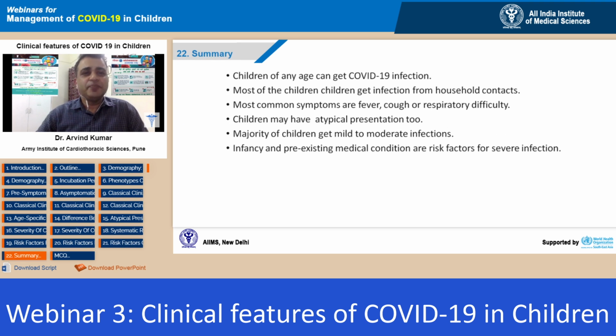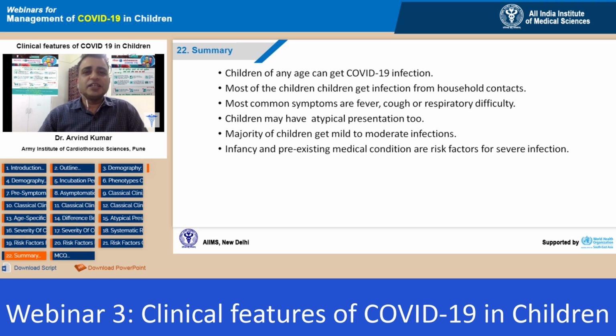So in summary, all age groups of children can get COVID-19 infection. Most children get infections from household contacts. The most common symptoms are fever, cough, and respiratory difficulty. Children may have atypical presentation too. The majority of children get mild to moderate infections, and infancy and pre-existing medical conditions are risk factors for severe infections.